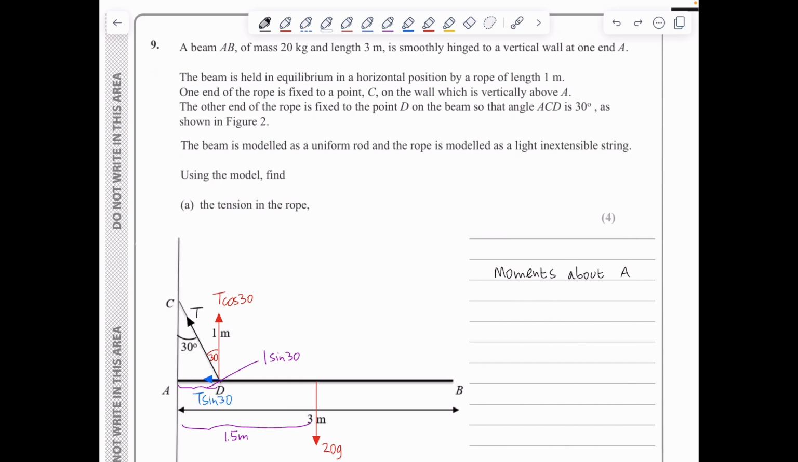We've got the clockwise moments acting at a distance of 1.5 and have a magnitude of 20g. So it's essentially the weight of the beam. And this is equal to the anti-clockwise moments, which is the T cos 30 acting at a distance of 1 sin 30. So this is equal to 1 sin 30 times T cos 30. This means that we get 30g on the left hand side over sin 30 cos 30 is equal to T. Plug this on the calculator and we get T to be 679 newtons.